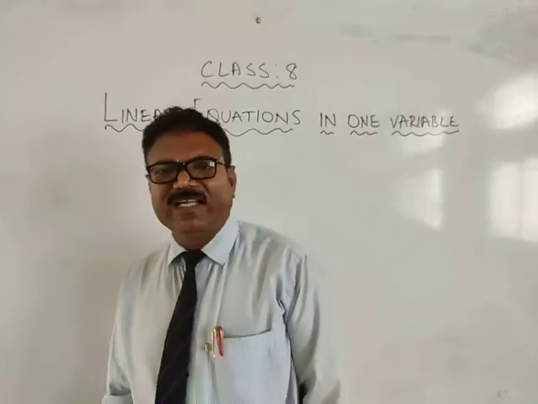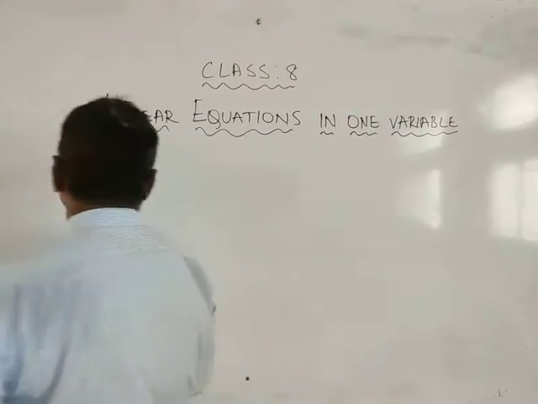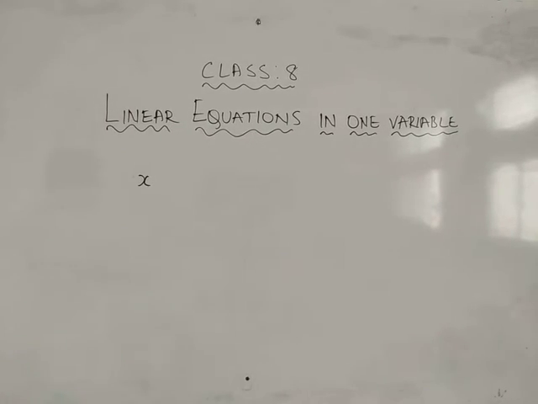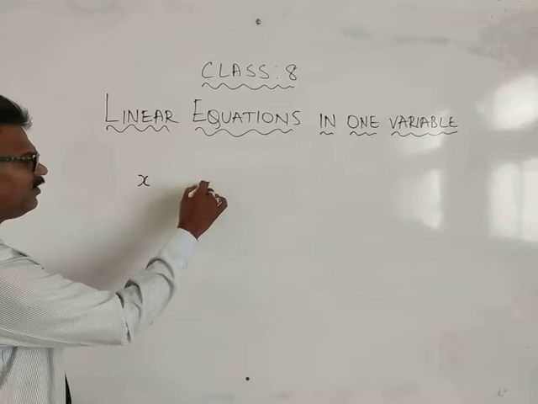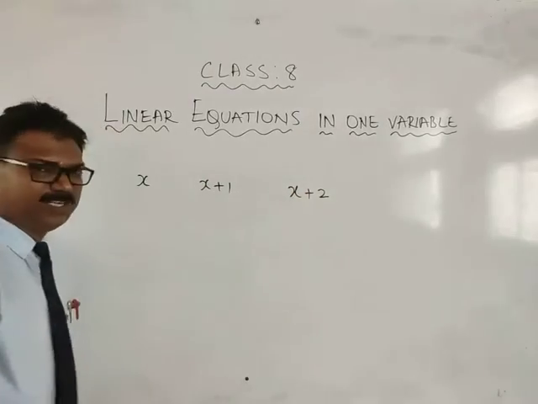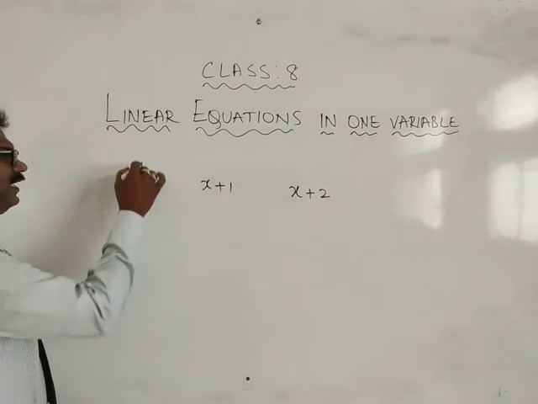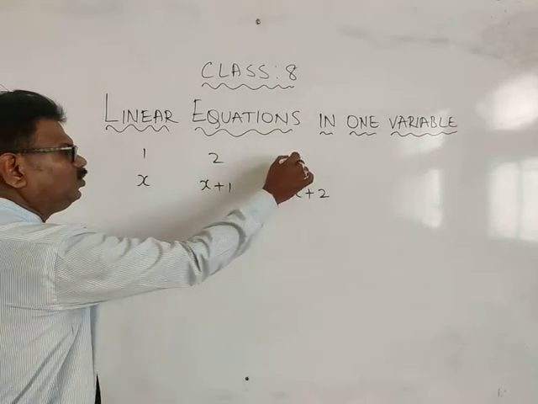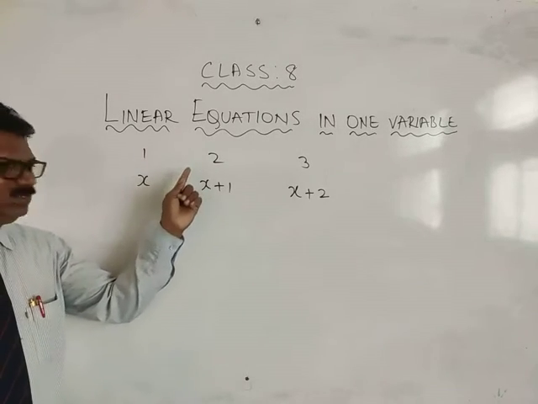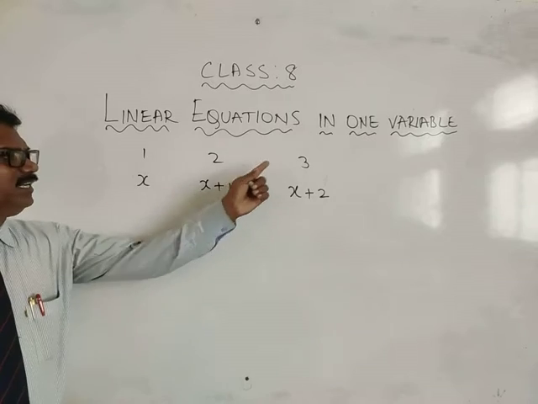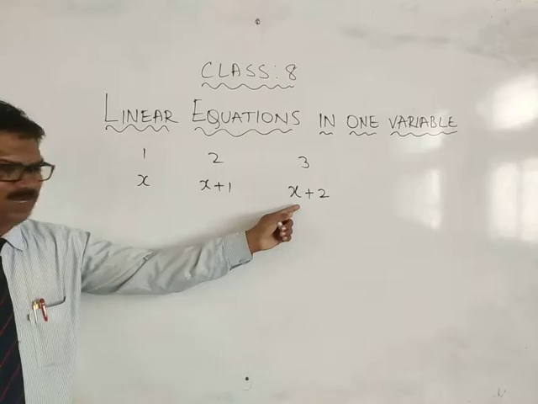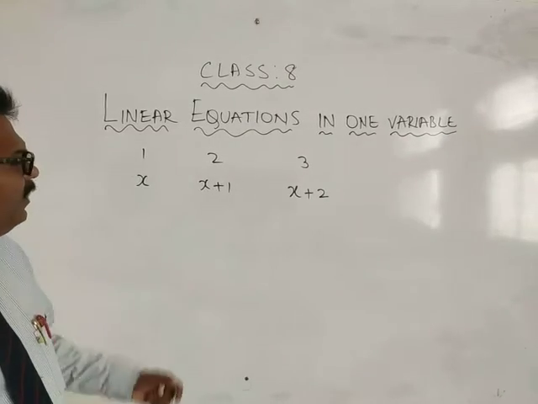There are three consecutive numbers. Consecutive means continuous numbers. If the first one is x, the second one will be x plus 1 and the third one will be x plus 2. If you are not understanding, you can take 1, 2, 3. The difference is 1, so x plus 1. Next is 1 plus 2, which equals 3, like that.